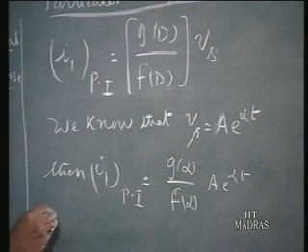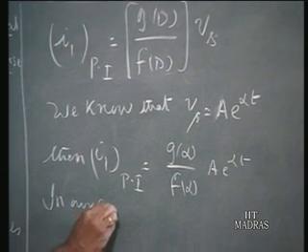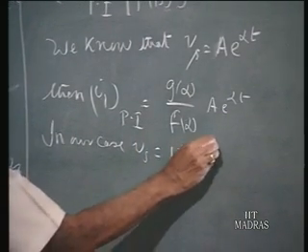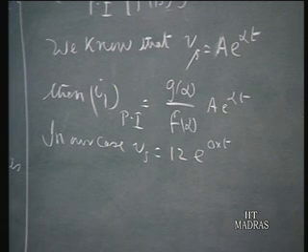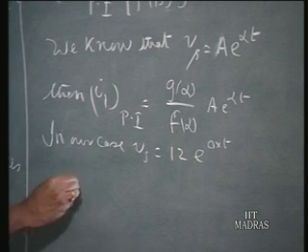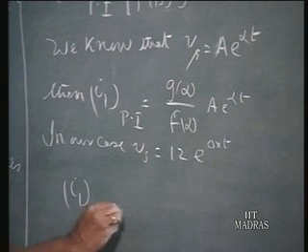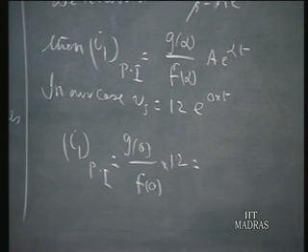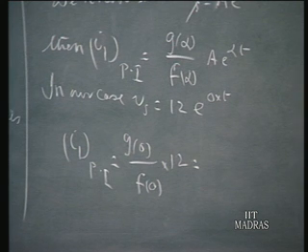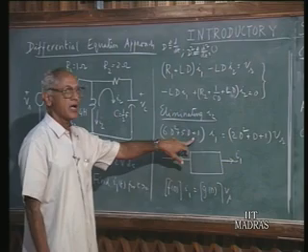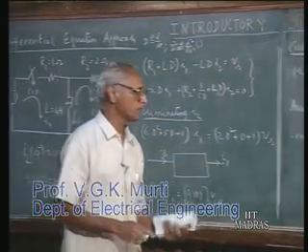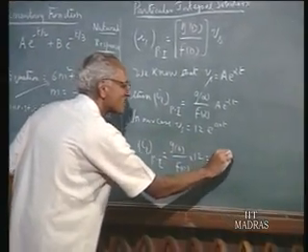Now in our case, Vs equals 12 volts DC, therefore we can take 12 e to the power of 0 times t, so alpha is 0. Therefore the particular integral solution I1 particular is G0 divided by F0 multiplied by 12. If you substitute d equals 0 in this equation, this F0 is 1 and G0 is 1, therefore this is 12. Particular integral solution is 12 volts, 12 amperes.